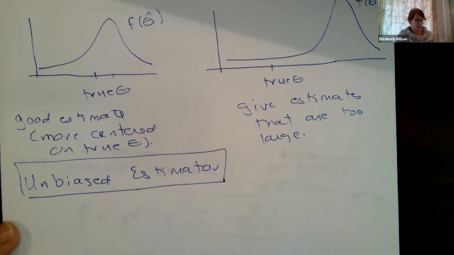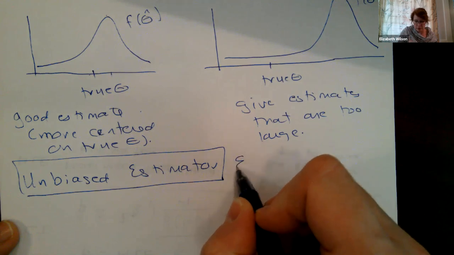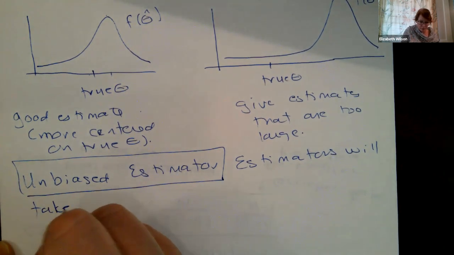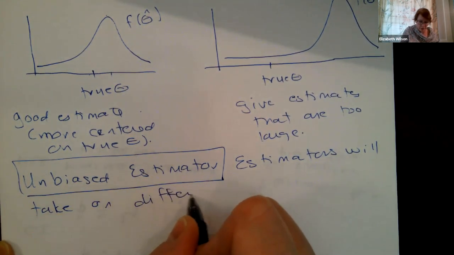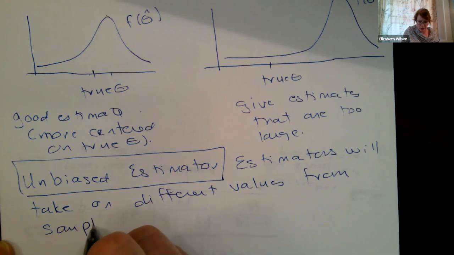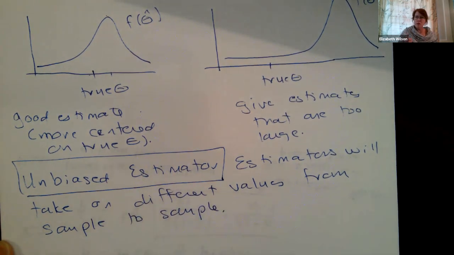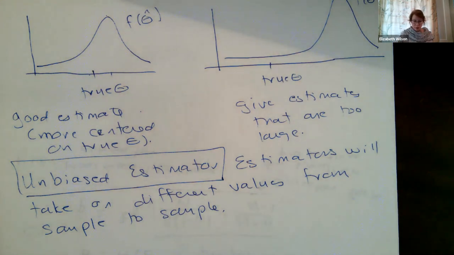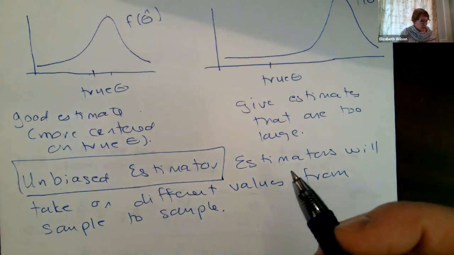Okay, so let's talk about what an unbiased estimator is. In a sense, our estimators are going to take on different values from sample to sample, right? So I gather a bunch of data here and I come up with some kind of an estimate. I gather a bunch of data here, and I come up with some kind of an estimate. Depending on what's going on, maybe my theta hat is going to be underestimated or overestimated, depending on the samples that I'm gathering. So we want really large sample numbers to help even that out.